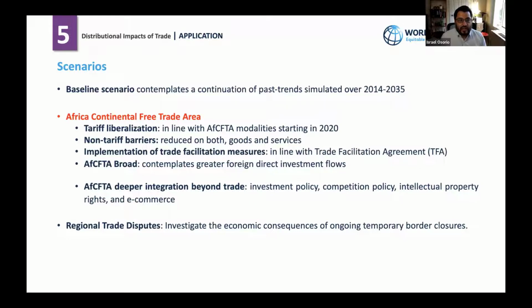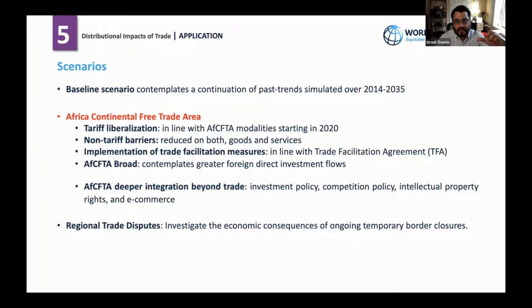Then we have reduction in non-tariff barriers. This is, again, very standard of what other CGE modelers are doing. We incorporate non-tariff measures into the database. Then implementation of trade facilitation measures. We basically shock the iceberg trade cost parameters. And in the new report that is coming, we are talking about changes in FDI and deeper integration beyond trade, beyond the tariff, non-tariff, and implementation of trade facilitation.